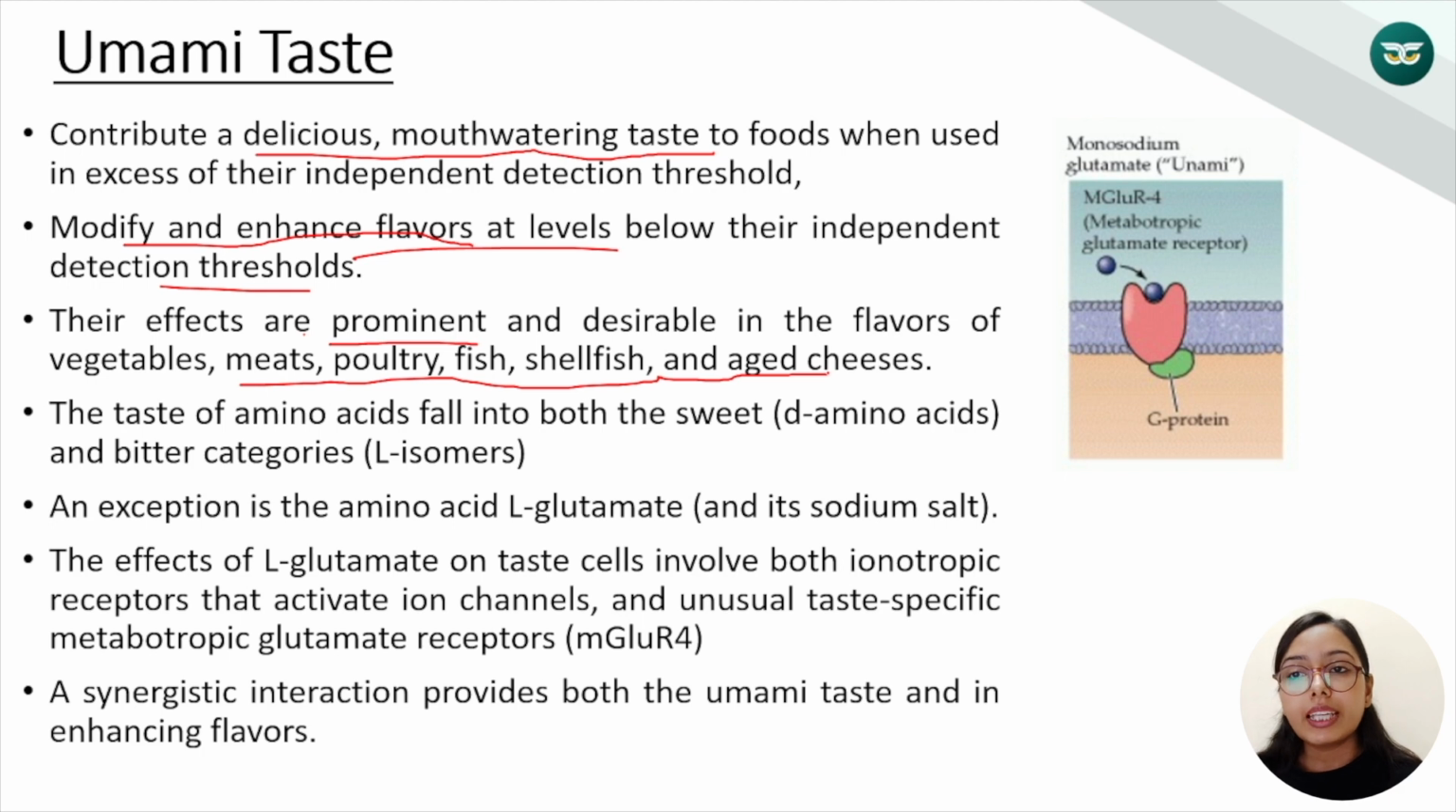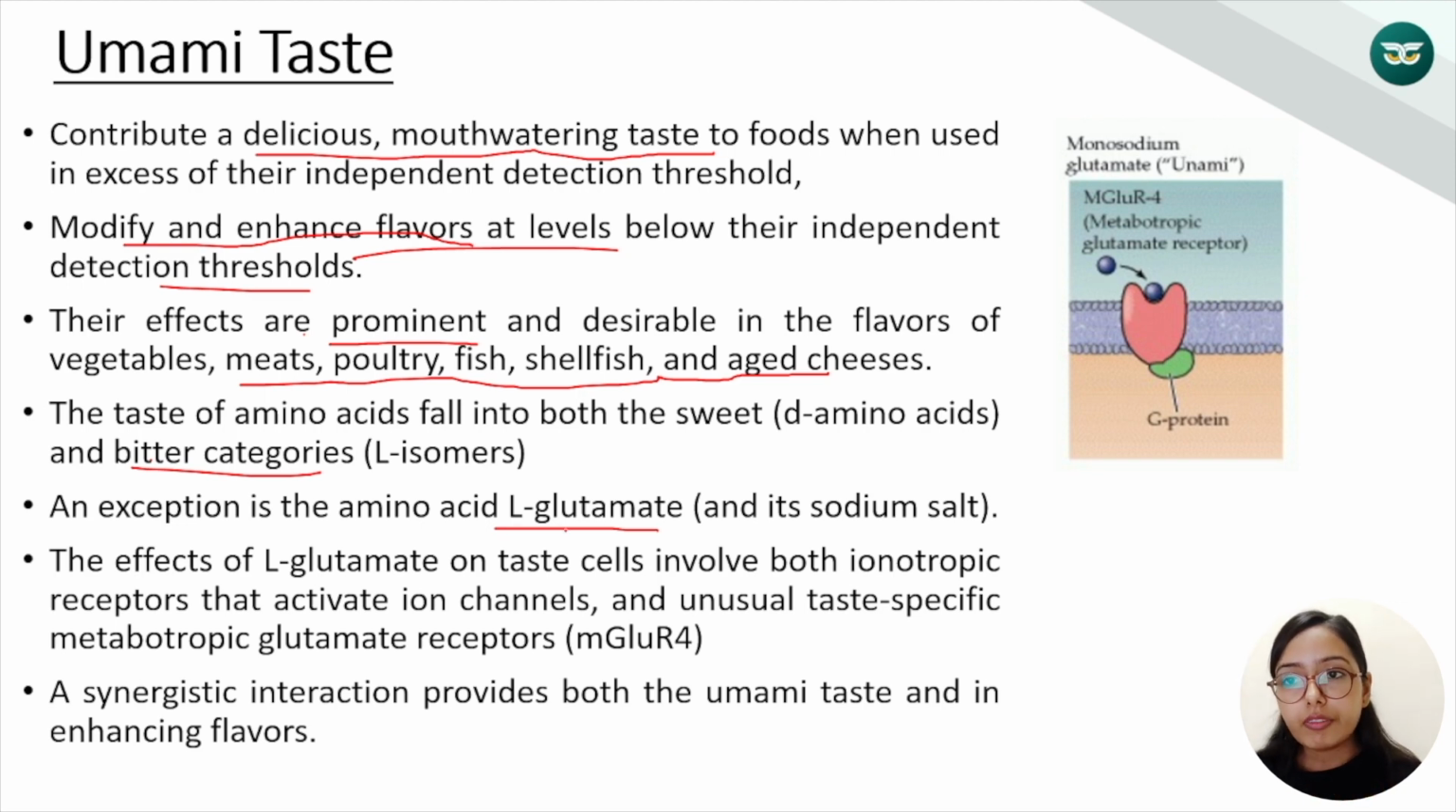Apart from it, we all know that the taste of amino acids falls into both sweet and bitter categories, where the sweet taste is because of the D amino acids, while the bitter taste is because of the L isomers of amino acids, which give both sweet as well as bitter taste to a product. But there is an exception to this among amino acids, which is L-glutamate and its sodium salt, which is nothing but monosodium glutamate.